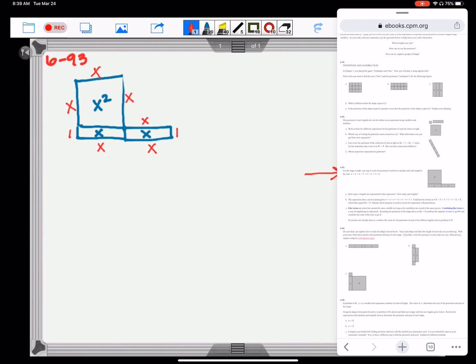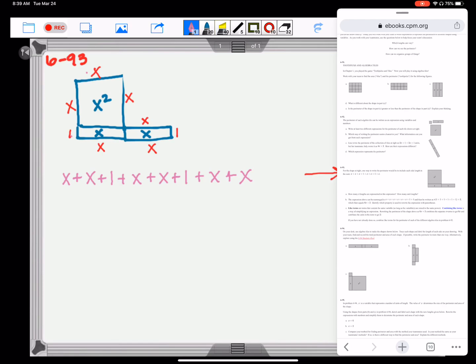So now that we have them all labeled, we're going to put them together for the perimeter. Do you remember if perimeter is adding or multiplying? It is adding them all together. Yay! Okay, so we're going to add these all together. So I'm going to just go around starting from the top. So x plus x plus 1 here plus x plus x plus 1 plus x plus x.